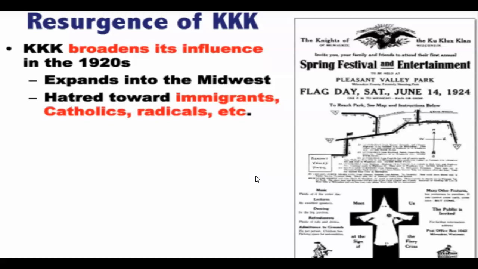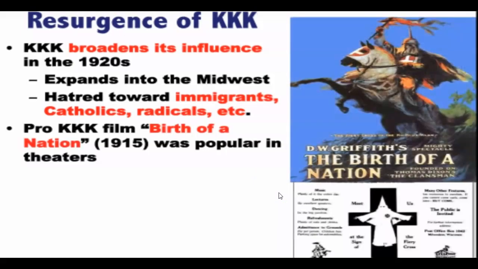And this is kind of a new KKK. The hatred now is being extended to immigrants, but also radicals, Catholics, and they are still anti-black. There was a pro-KKK film known as Birth of a Nation. It was extremely popular in theaters during that time. In fact, President Wilson showed this film in the White House in around 1915, 1916 when it came out. It was a silent film, and on some lists of the greatest films of all time, this is actually on one of those lists. And I think it has to do with the fact that it's a silent film, and the cinematography, the technology of the day, is one of the reasons why it's on that list.